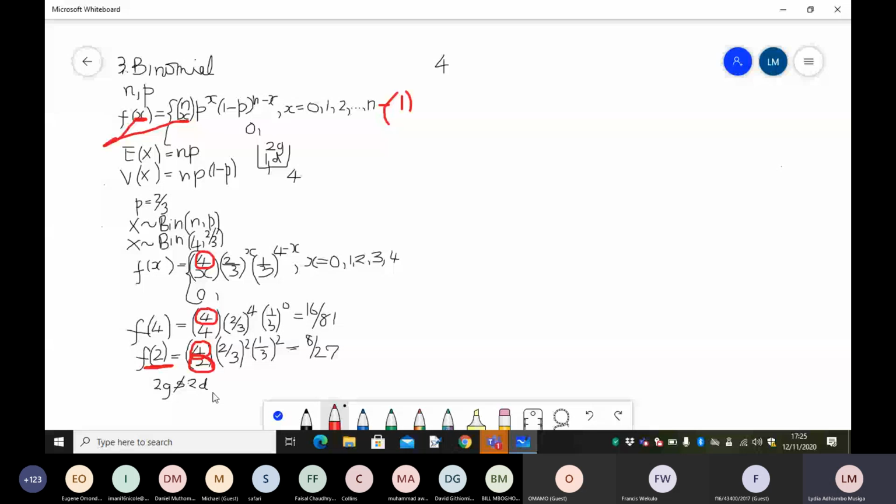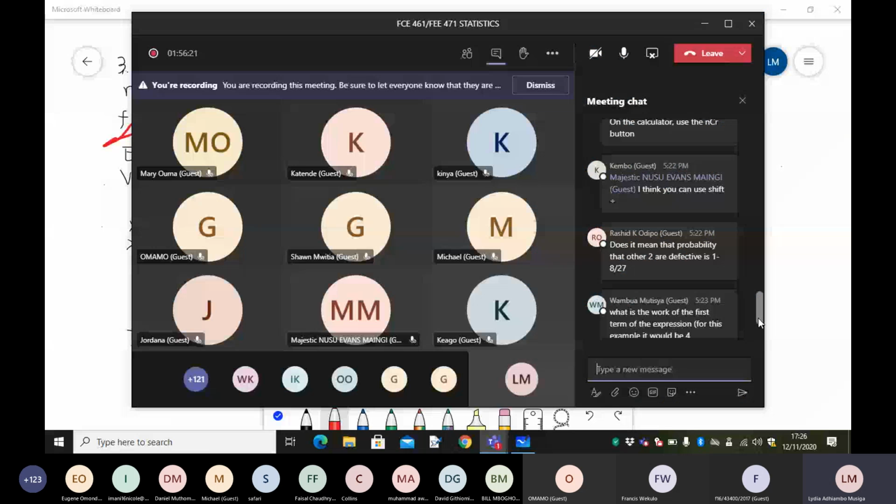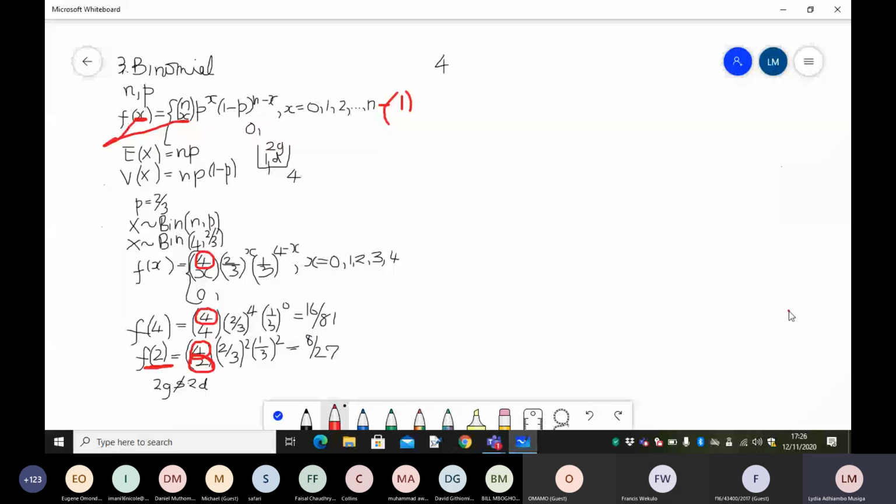Wambua, did you type your question again? Because I don't seem to understand it. Does it mean that the probability that the other 2 are defective is 1 minus 8 over 27? No. You guys are overreading.